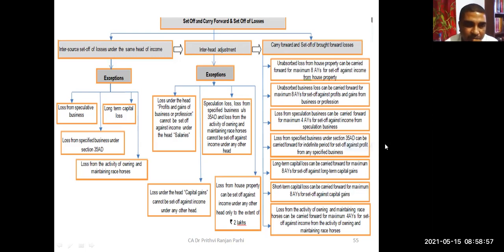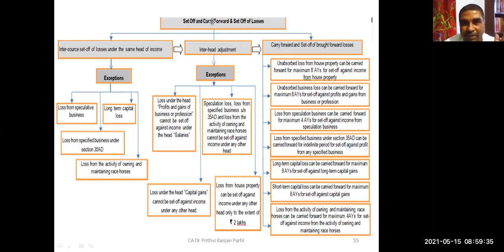The third exception is loss from specified business. Again, the exception says that the loss from specified business under section 35AD can be set off only against income from the specified businesses. The fourth exception of inter-source adjustment is for loss from the activity of owning and maintaining race horses, which can only be set off against income from the activity of owning and maintaining race horses. Very good. So you have to remember these 4 exceptions so far as inter-source setoff is concerned.